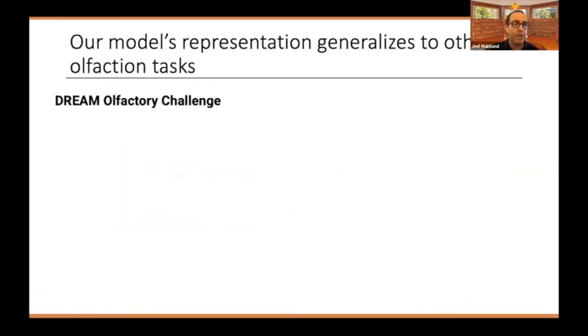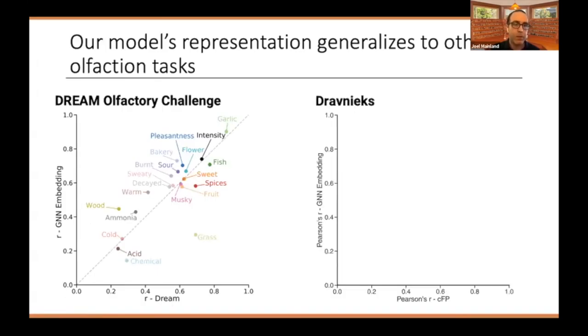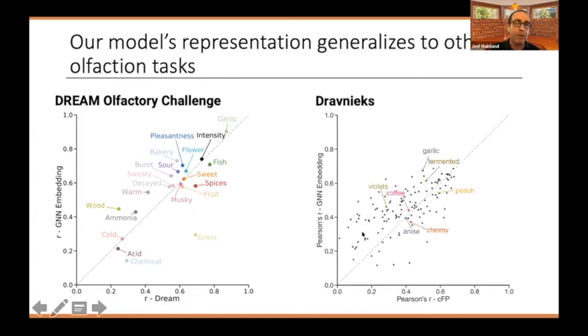If we compare this to the DREAM olfaction task and take this representation and apply it to the previous task, we can see that, again, above the line suggests that the GNN is doing better. Here, we're just taking these embeddings out and using a simple random forest model, and we outperform the previous gold standard in the field that was tuned to solve this problem. We can also look at the Dravnieks odor atlas and see a comparison here. Again, for the labels in this particular odor atlas, the graph neural network's embedding is really letting us outperform previous best methods.